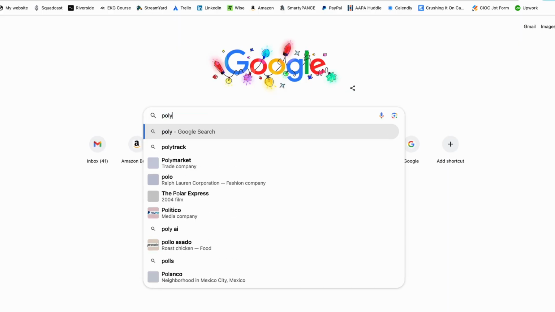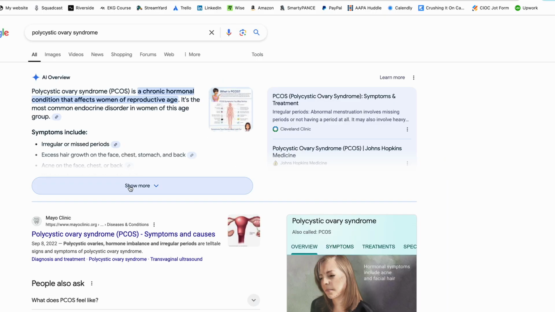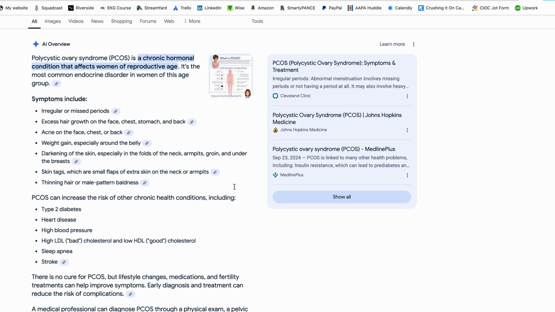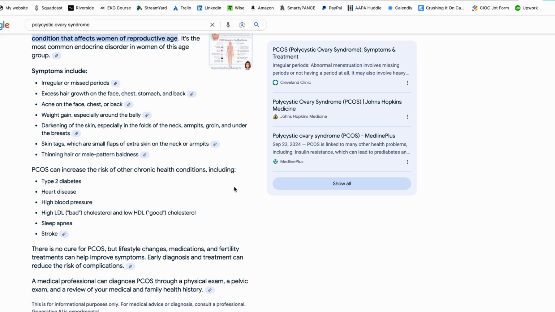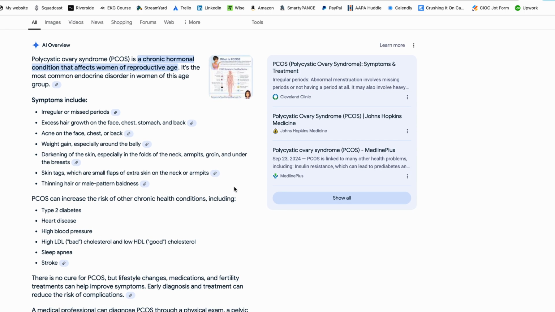But if you wanted to, you could then Google polycystic ovary syndrome. So if you aren't using the blueprint, if you just Google this, this is what comes up. And it shows you the symptoms: irregular periods, hair on the face, acne, weight gain. We talked about her being heavy, darkening of the skin, especially around the neck. So right there, you can see that this matches up with your answer.